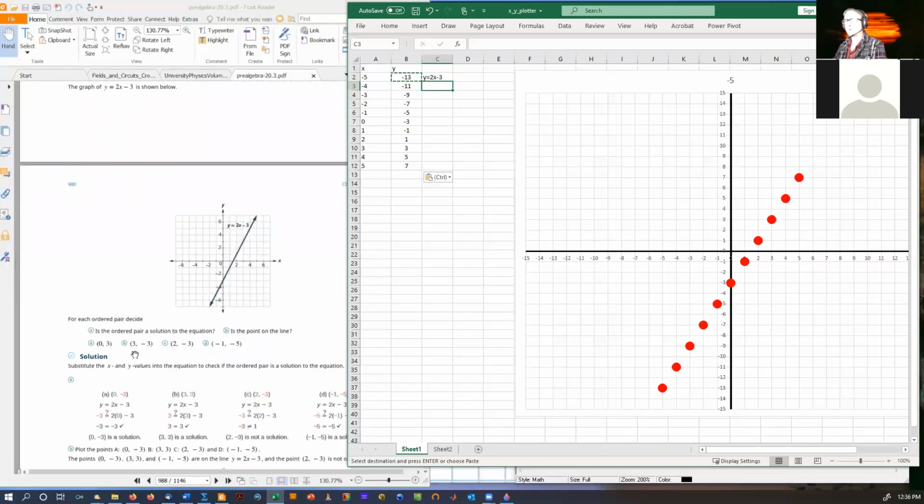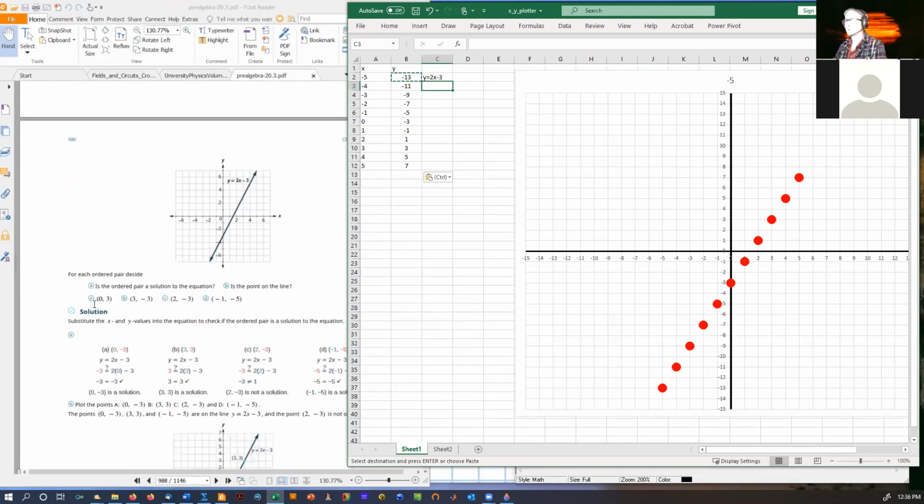You can see that, right? And then you could figure out whether any ordered pair is a solution by whether it's a point on the line. So we could say, is 0, 3 a solution? We could look up here and go 0, 3. So 0, 3 won't be a solution, right? Is that a solution? No. 3, negative 3. Is that a solution? No. 2, negative 3. Is that a solution? No. Negative 1, negative 5. Is that a solution? Yes, right? We could see that because that's up here, negative 1, negative 5. So that's a solution because it's lying right on the line.